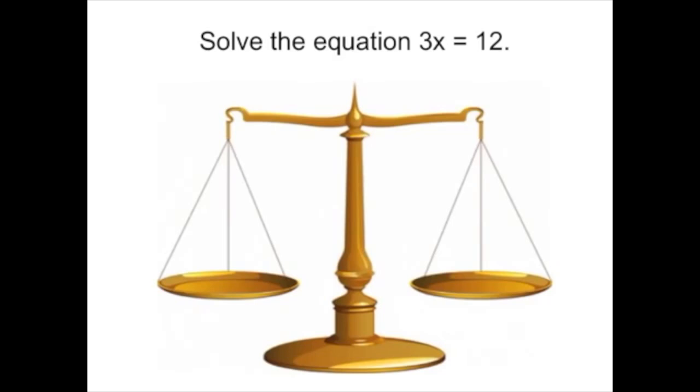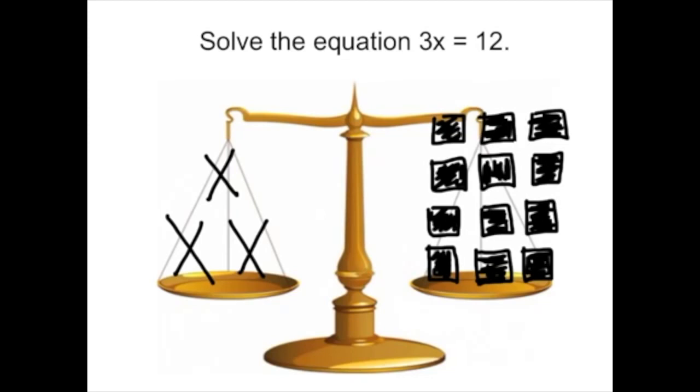Now, when we have an equation, that means that both sides of the equal sign need to be equal. They need to be in balance. So it helps to think about actually putting these on a scale. On one side, we're going to have 3 x's. On the other side, we're going to have 12 units.